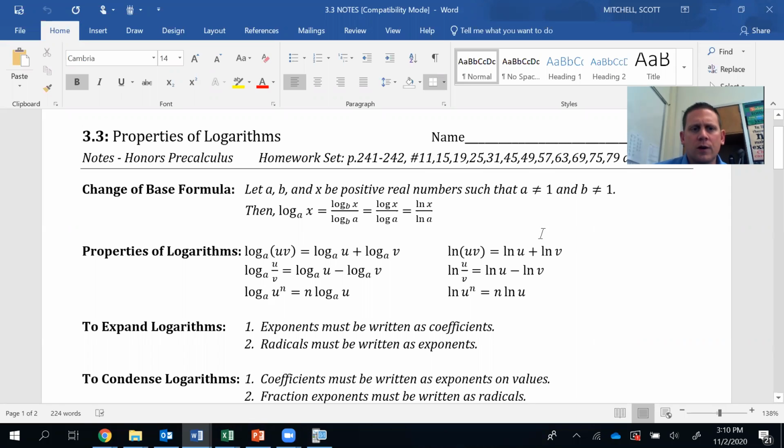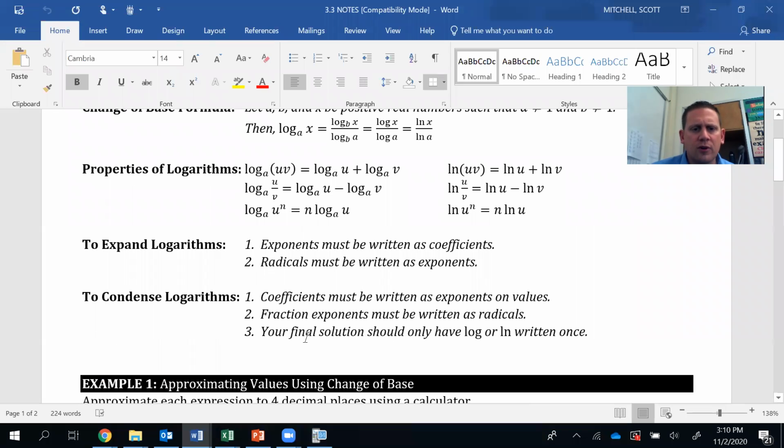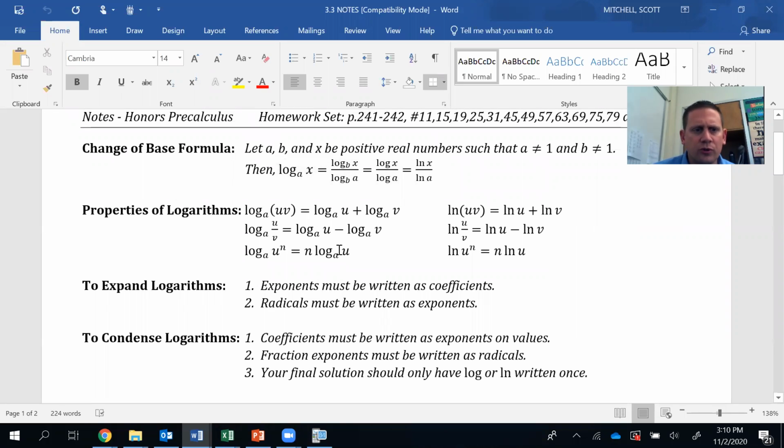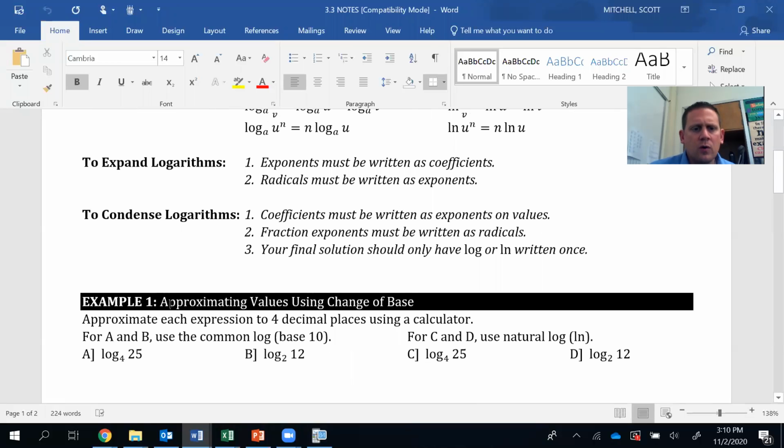Mitchell. We're going to take a look at properties of logarithms. Last time we looked at logarithms and their graphs. This time we're going to look at some different properties, the change of base formula, and expanding and condensing logarithms for solving equations, for simplifying, and doing some other things like that. There's a lot of information at the top here, nothing for us to write in, but stuff for us to refer to. So, approximate values using the change of base formula.